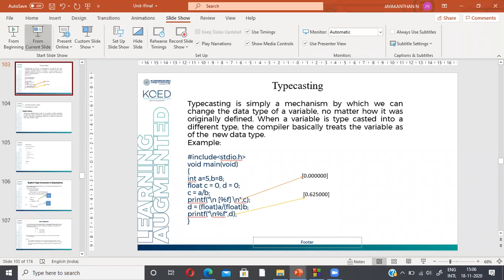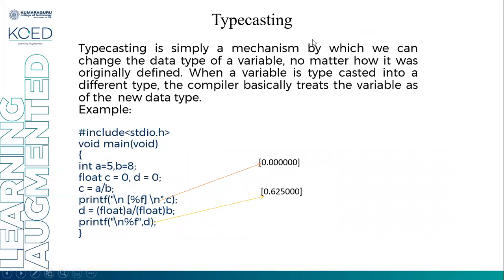First, typecasting. Typecasting is simply a mechanism by which we can change the data type of a variable, no matter how it was originally defined. When a variable is typecast into a different type, the compiler treats this variable as the new data type. So here you see the sample program.